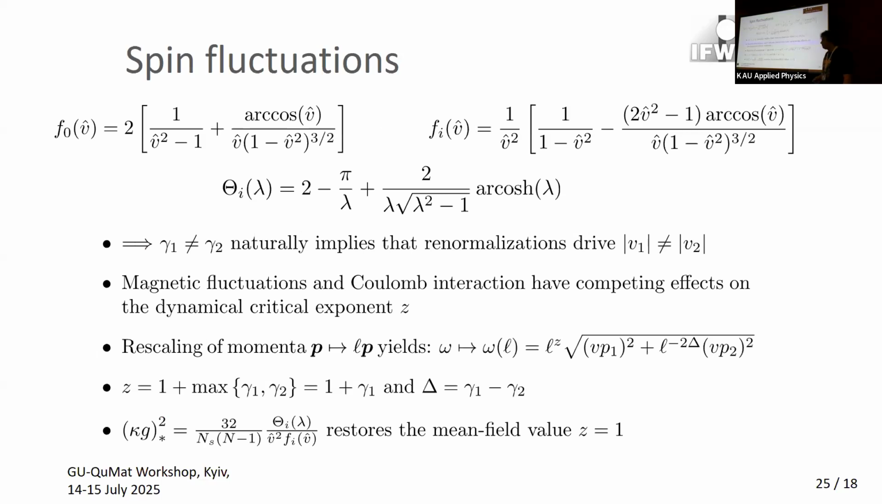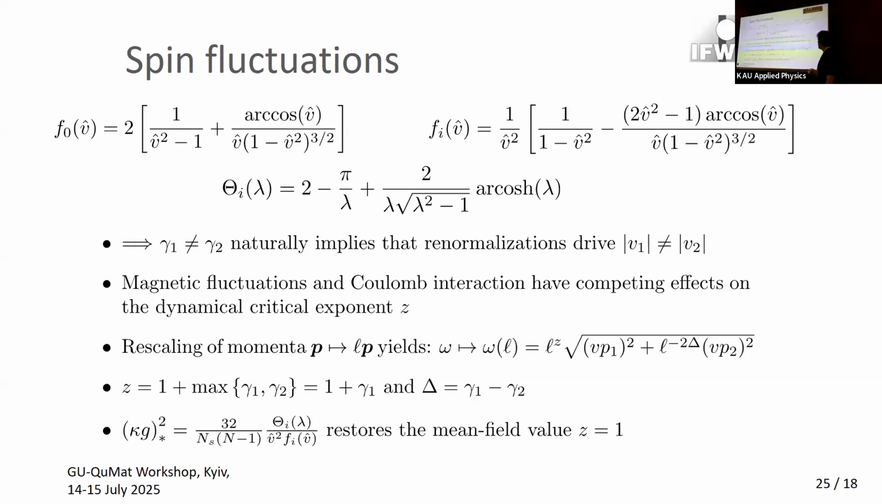Now, let me tell you the results. Those functions, the details are in the paper. You see the QR code at the end. As I already said, even if I force in the beginning that V1 equals V2, the fluctuations bring them back to be different.